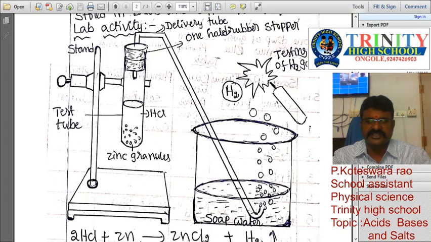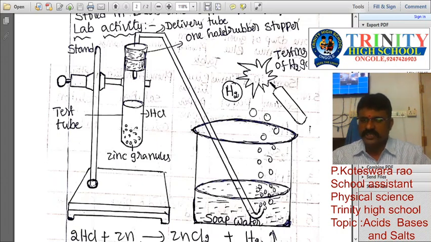A chemical reaction takes place between zinc and hydrochloric acid. Zinc is a metal, as we discussed yesterday. Zinc granules means zinc pieces, and they are added to 10 ml of HCl. This is the acid. The metal reacts with the acid. Then what happened? One colorless gas is formed here, and it passes through the delivery tube.